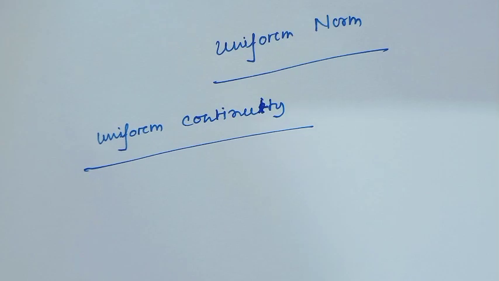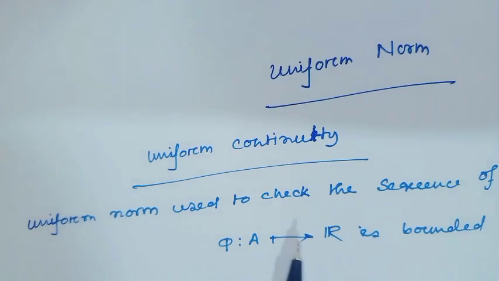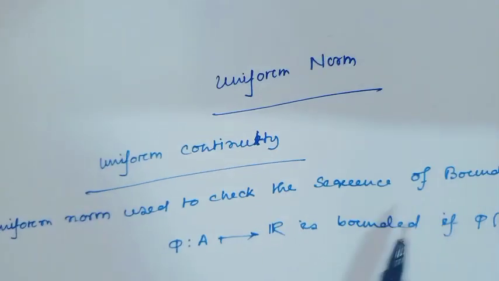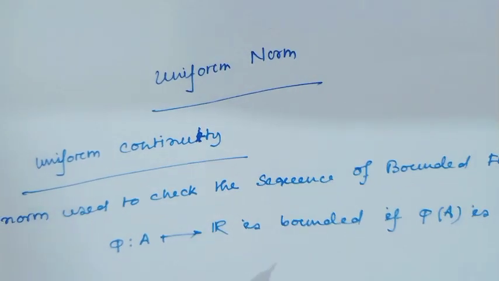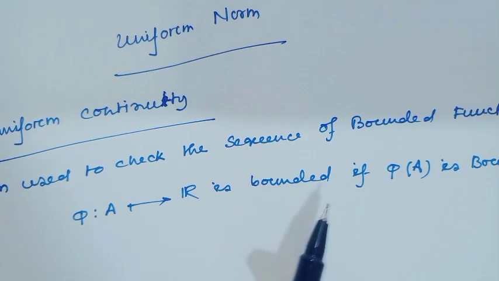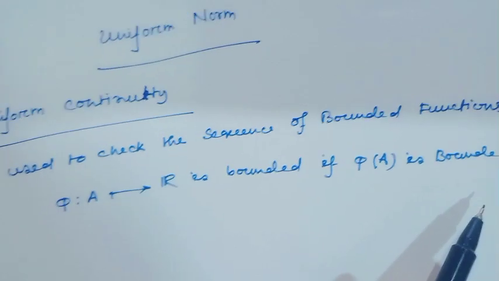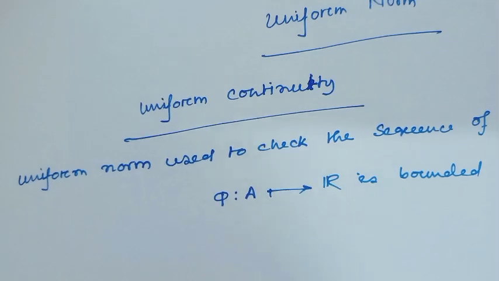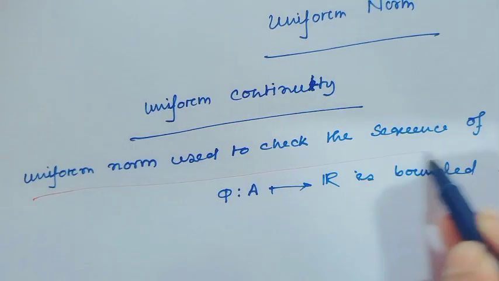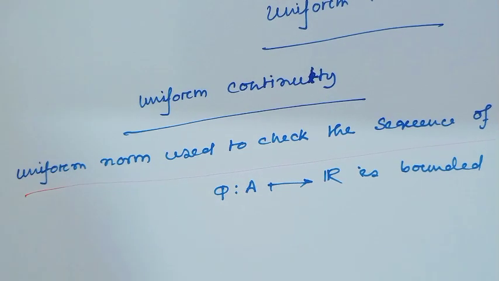very important for higher study. At first, I will see what the uniform norm is. Actually, the uniform norm is used to check the sequence of bounded functions. And all of us know what a bounded function is. A function is bounded if the image of the function is bounded. We all know the uniform norm is used to check the sequence of bounded functions. Now notice what the uniform norm is.